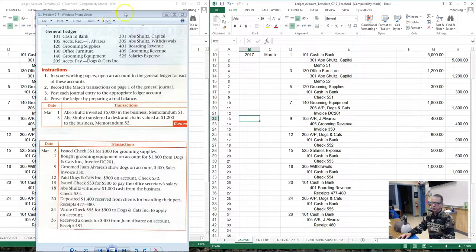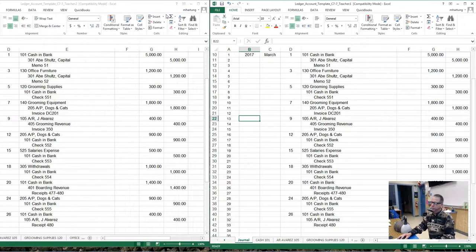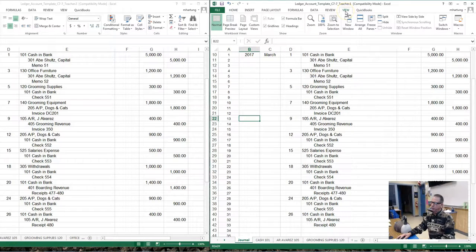So just like we did in that previous lesson, you want to go ahead and open up a new window over under the view and click new window, and just make sure that the windows you have open are the exact same workbook. You want to take a look at this ledger account template C7-7. Yours will read student, mine reads teacher 1, and then over here it's the same workbook except it's just like a second window here. So you want to make sure you're not referencing a separate, different workbook. So I'm going to work with my journal entries on the left side and my ledgers on the right side.